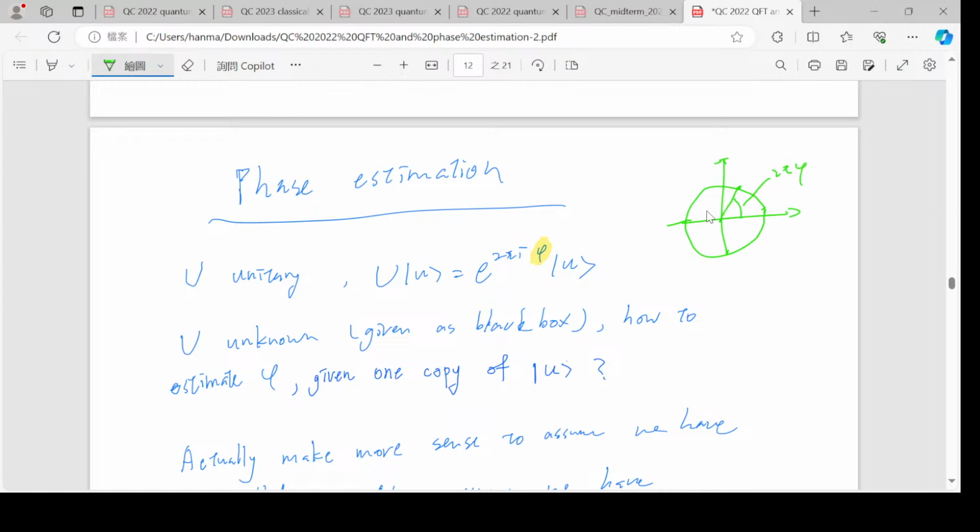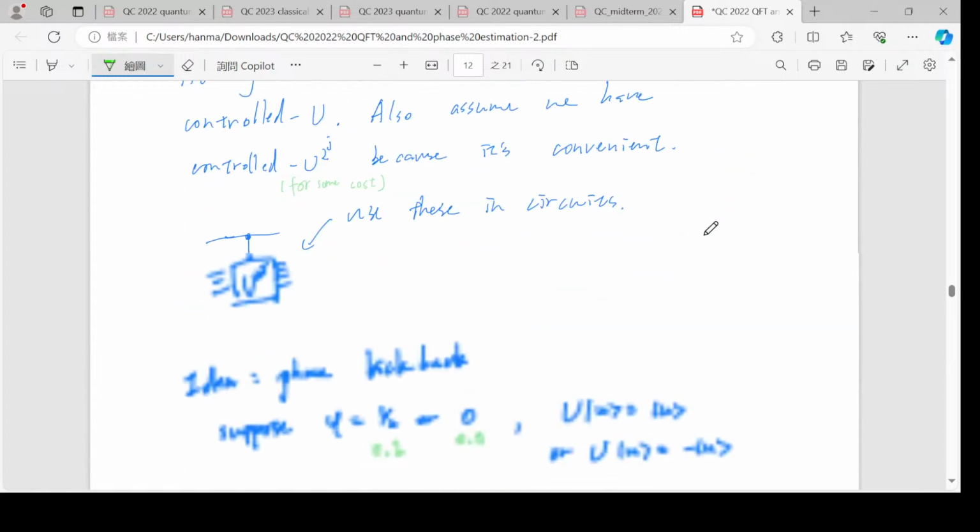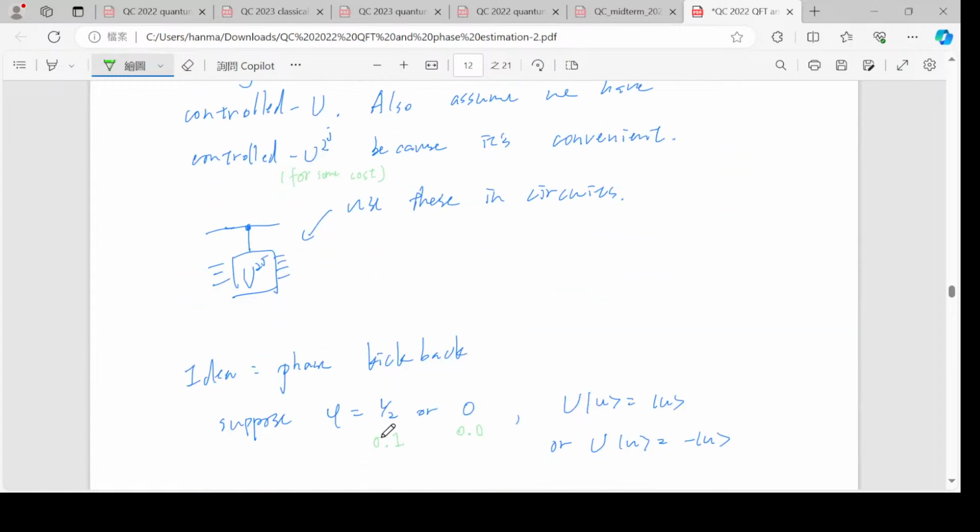Okay, so here phi is 1/2, and phi goes from 0, 1/4, 1/2, 3/4, and 1, and 1 is equal to 0. Okay, so that is phi, and we want to estimate phi. So what's the lowest precision possible? That's phi being either 0 or 1/2.